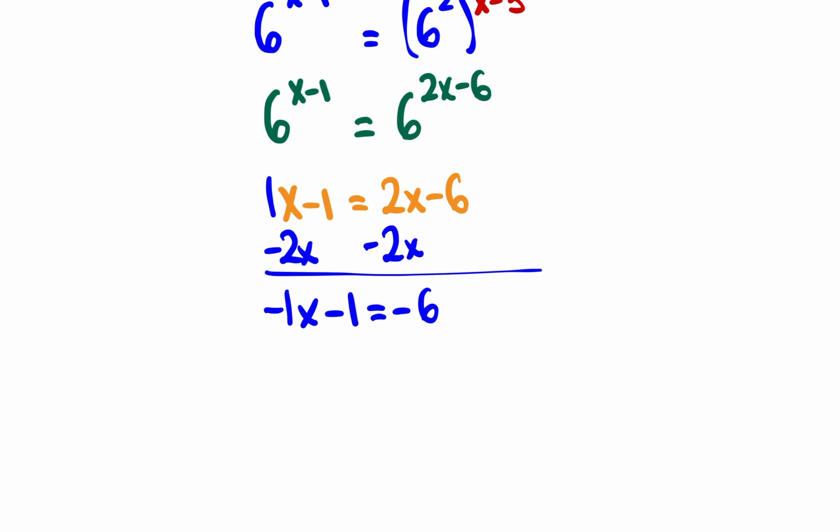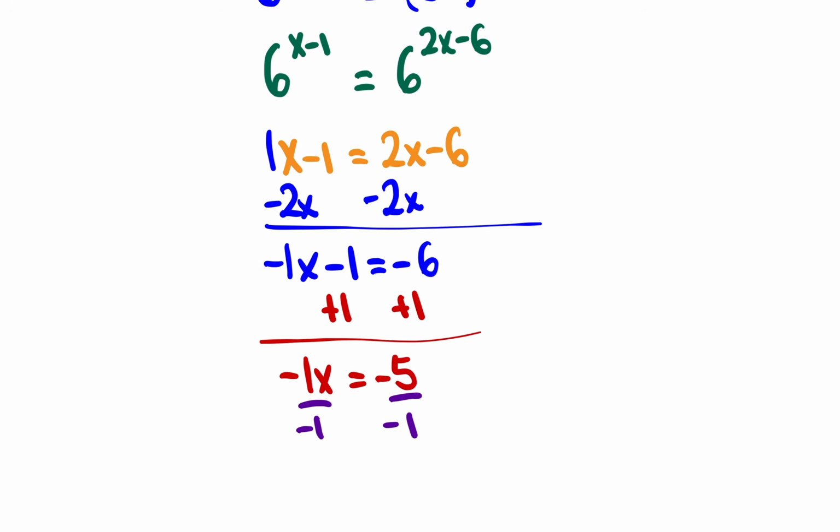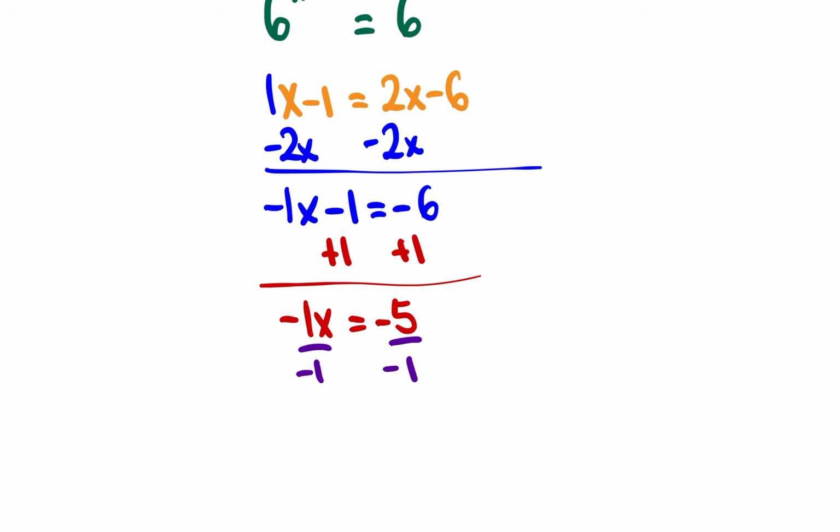We then add all the constants. We move all the constants to the right-hand side. So plus 1, plus 1. This will leave us with negative 1x is equal to negative 5. We then divide both sides by negative 1. And this will give us a final solution of x is equal to positive 5.